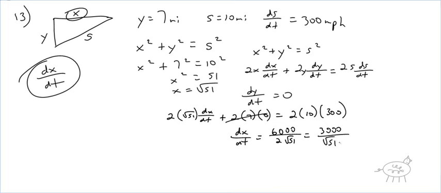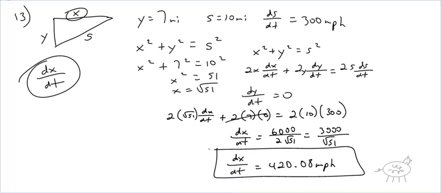And just in general, as an application problem, unless it says give an exact answer, it wants an answer in terms of numbers, right? You're going to the board of directors. If you tell them, oh yeah, the plane's speed is changing by 3,000 over root 51, they're going to be like, really, what planet are you from? Okay, they want to know some numbers here. So it turns out dx dt, you divide that out, you get 420.08 miles per hour. Okay, that's the answer to that one.